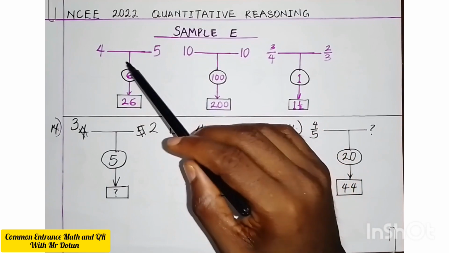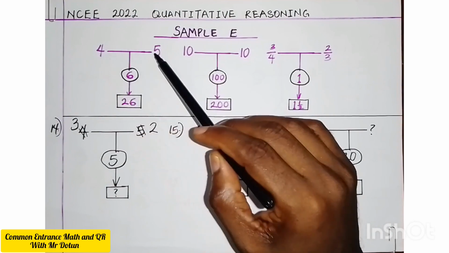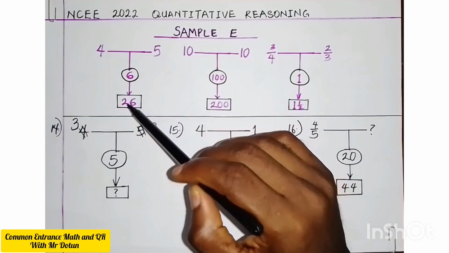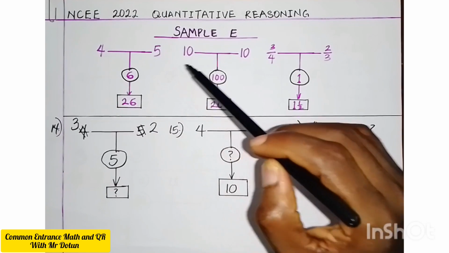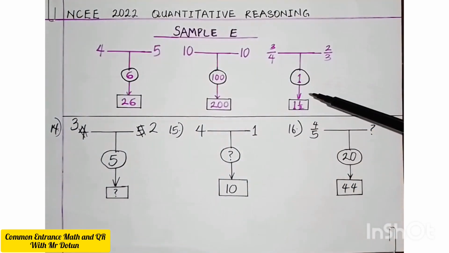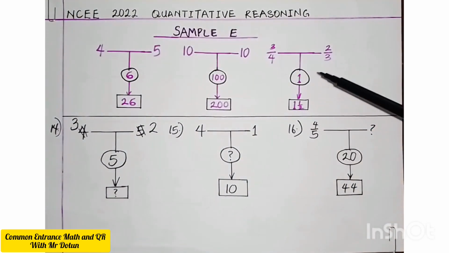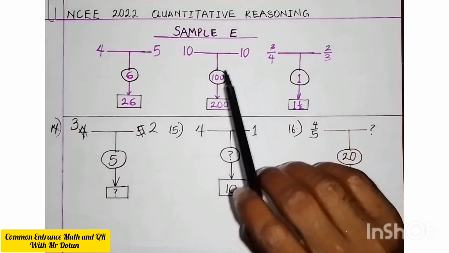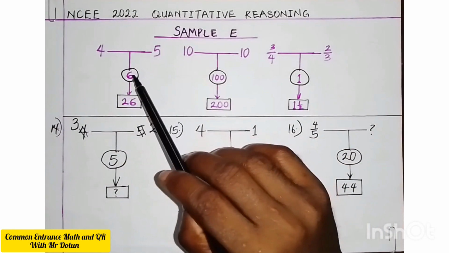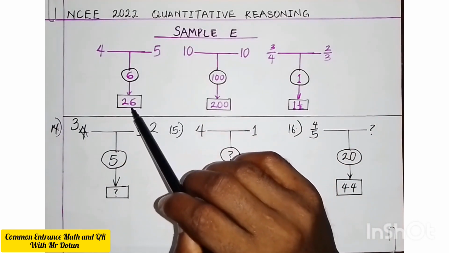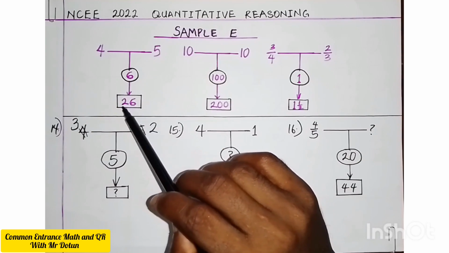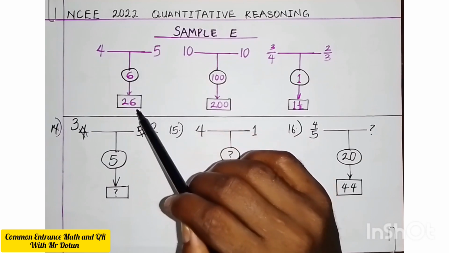So we already have an idea that working with 4, 5, and 6, we could get 26, and the same thing applies here. So we quickly look out for our number combinations and operation combinations. How do we combine 4, 5, and 6 to have 26?